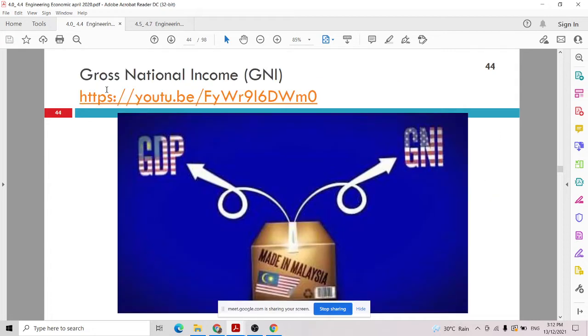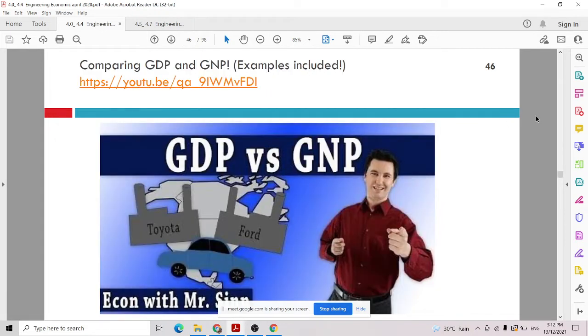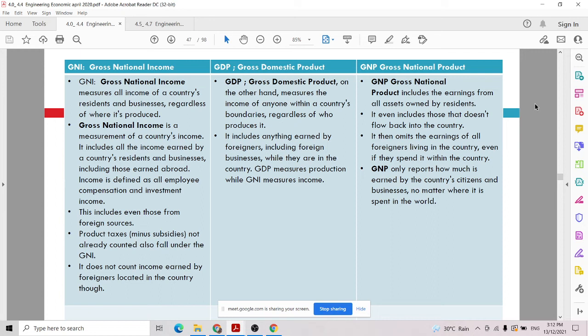So this is the example of GNI, gross national income. Okay, you can refer to these slides. And then we have the difference between GDP and GNP. Okay, and then you can compare both of these, GDP and GNP. So this is the summary of the difference between GNI, gross national income, GDP, and also GNP.